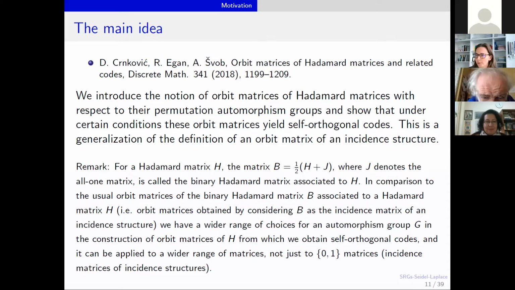But moreover, this notion of orbit matrices actually gives us a wider range of automorphism groups. And if you have a wider range of groups, then it means that you can potentially have more orbit matrices. So this was the main motivation and the main idea why one could try to introduce the notion of orbit matrices of Hadamard matrices, which we know are not 0-1 matrices.